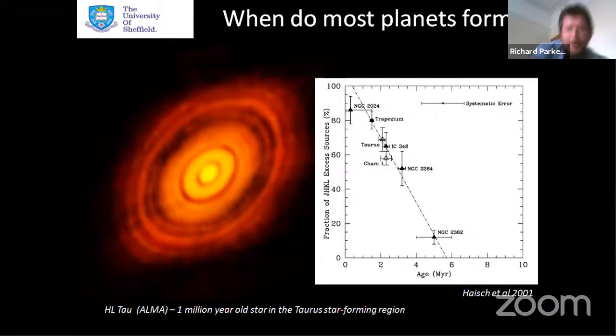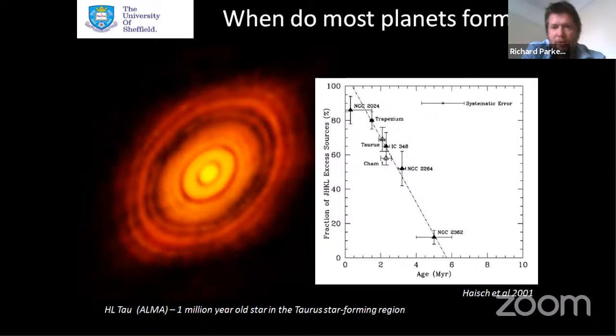So why is this important for planet formation? Well, I think most people would agree that planet formation, if it's not finished early on, certainly starts very early on in the star's life. And so we've got the now classic image of the HL Tau system taken with ALMA. This is a very young star in a nearby star-forming region, and the disk displays features which may or may not indicate ongoing planet formation. And the plot on the right-hand side is nearly 20 years old now.